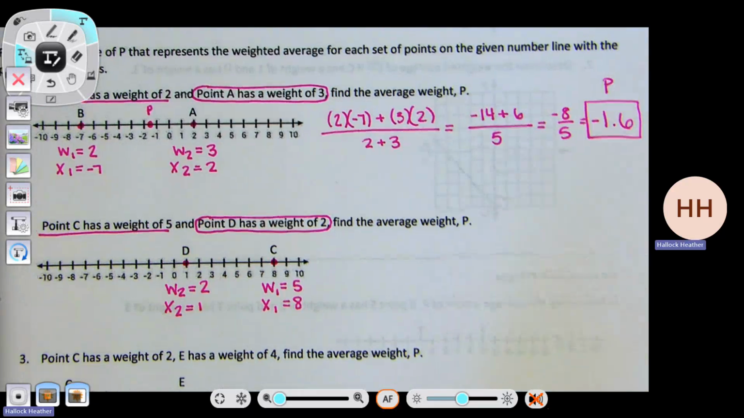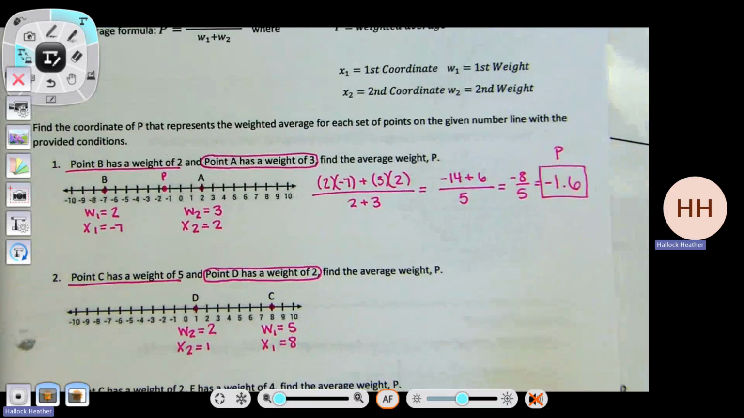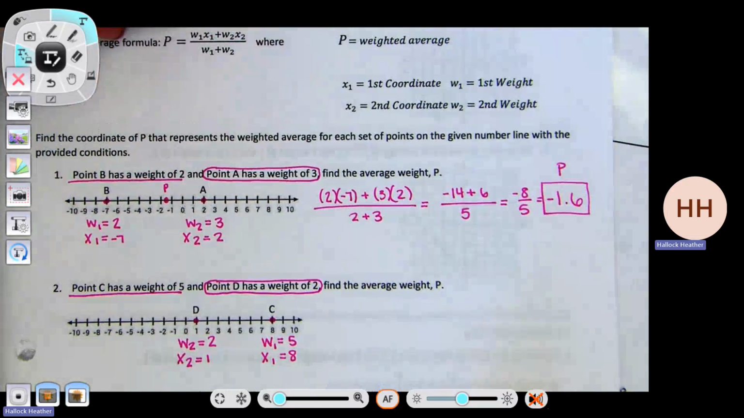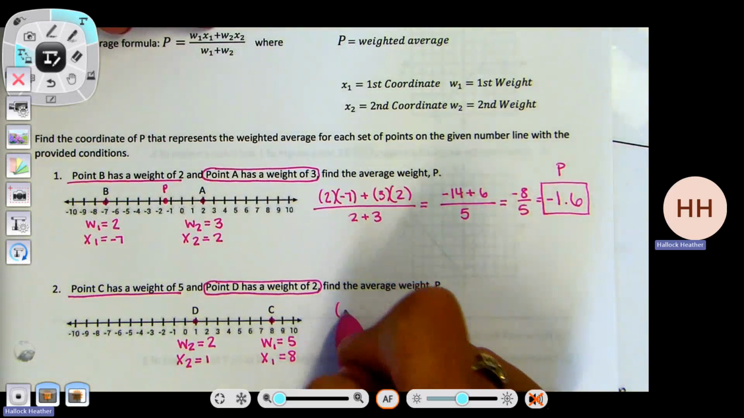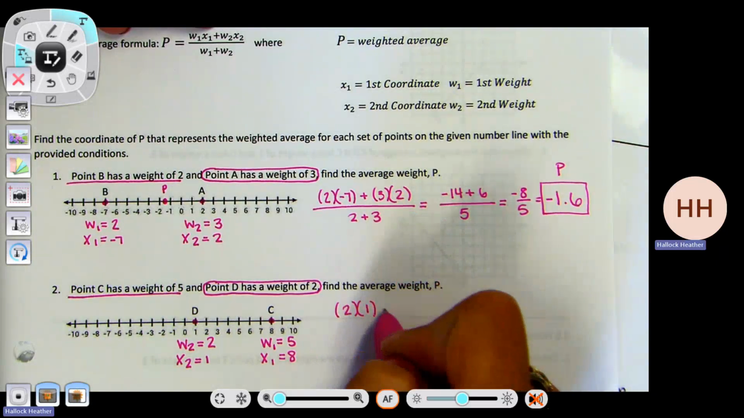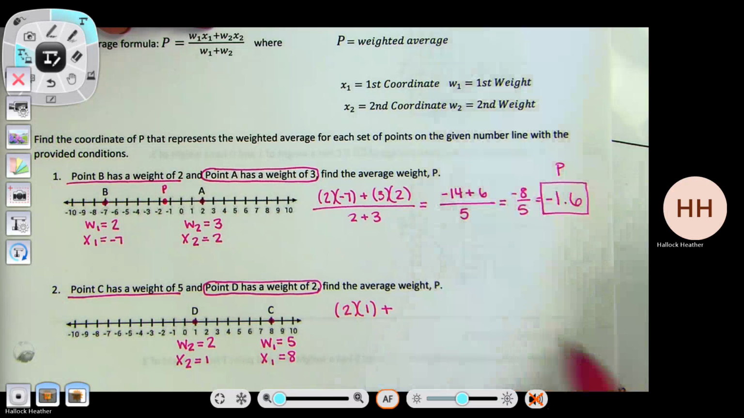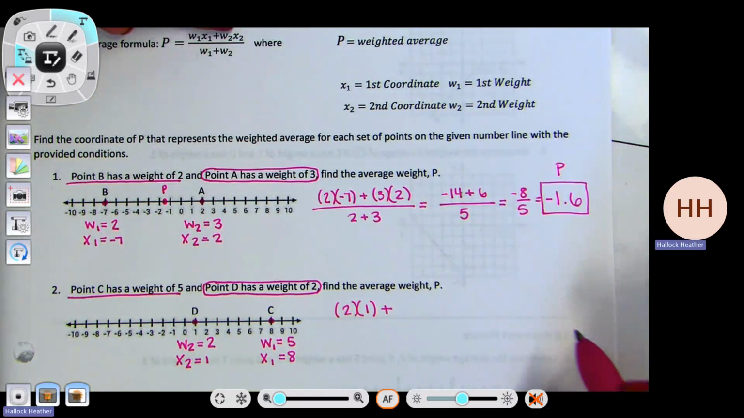So my formula is up at the top. I'm doing weight 1 multiplied by where I'm at. So my weight is 2. I'm multiplying by my location, which is 1. I'm adding weight 2.